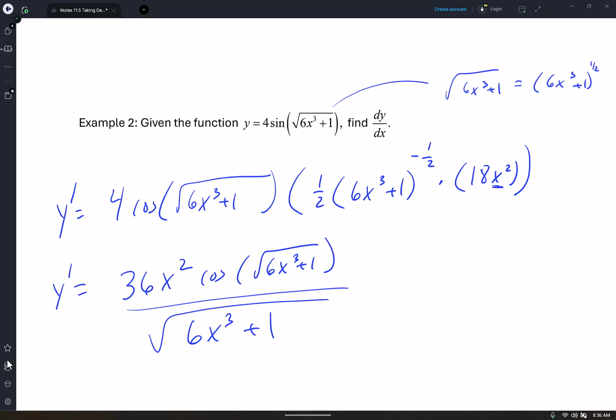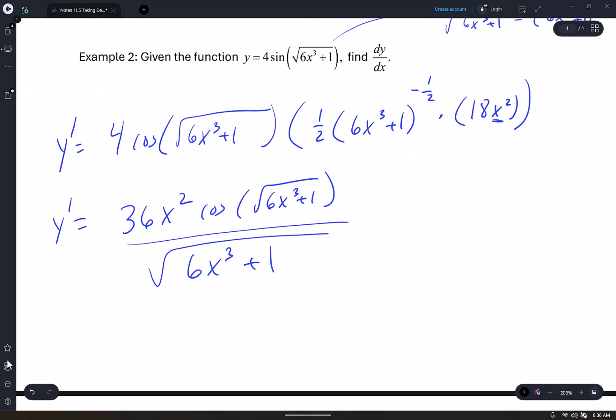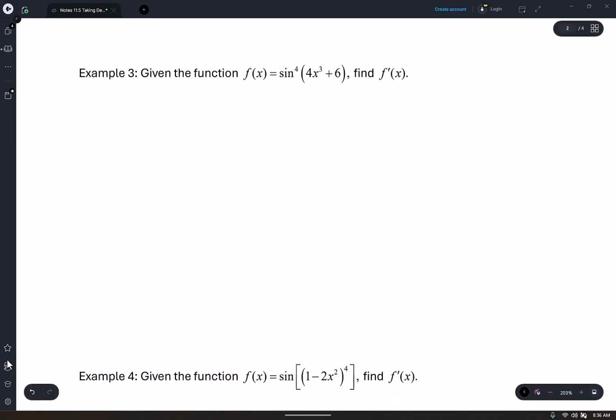How are we feeling, guys? Okay. Let's go to the next one. Why is the 18x squared in the same parentheses as the back? You don't need to, you could just do it like that. All right. How do we feel, guys? Take a 1-minute head start on example 3.